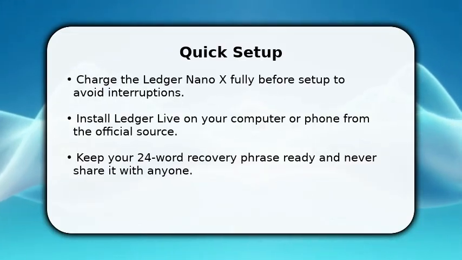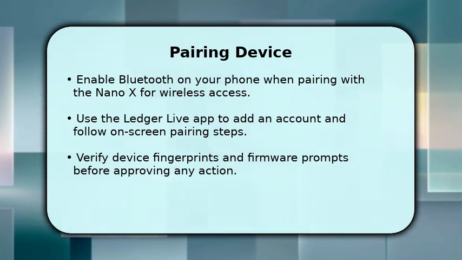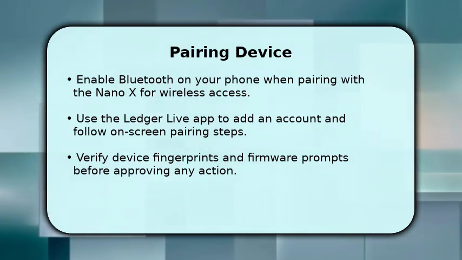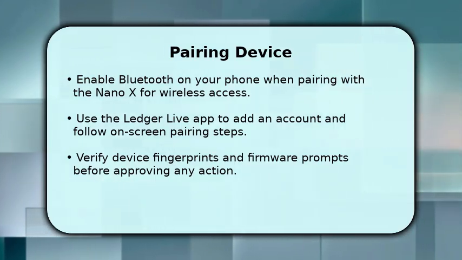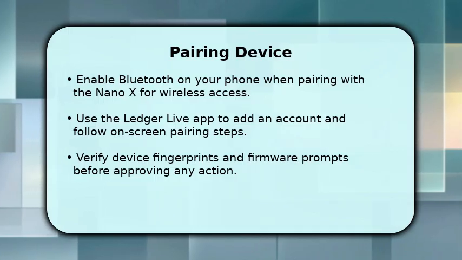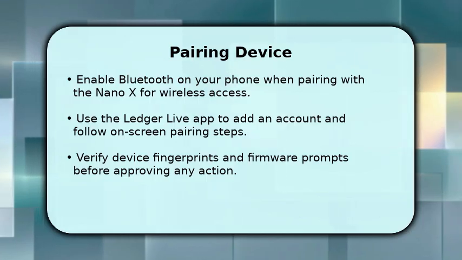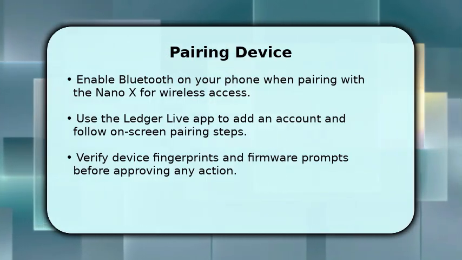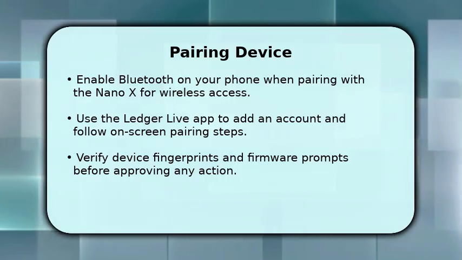Begin pairing by opening Ledger Live and selecting Add Device, then follow on-screen prompts to choose Ledger Nano X. Approve the Bluetooth pairing on both the device and app, confirm the PIN, and accept any firmware updates if offered. When adding accounts, select the cryptocurrency, open the app on your device, and wait for Ledger Live to detect the account. Always verify addresses on the device screen before confirming transactions.